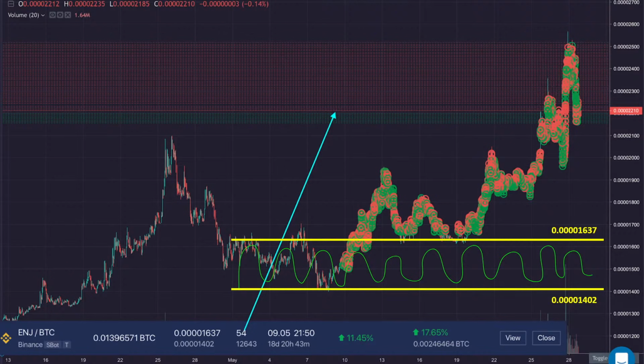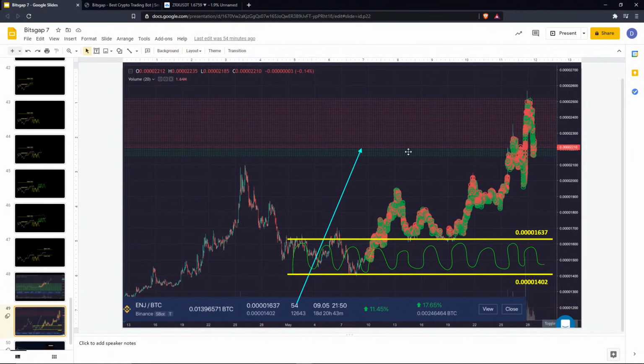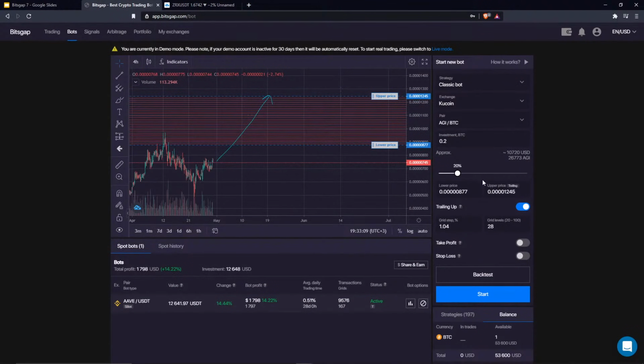to close the bot each time it breaks the upper price, so that you can launch a new one with new settings so that the trading range is higher, for example. No need to do that, especially if you don't want to spend so much time. You just need to enable the trading up.